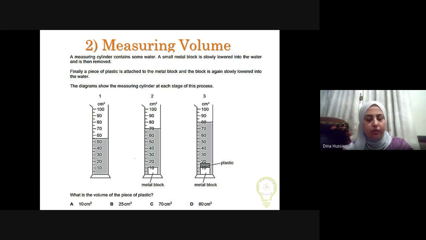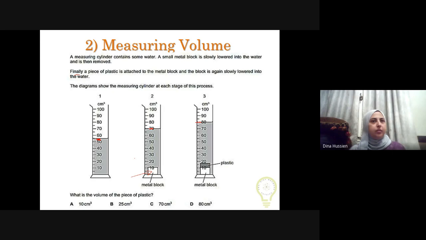Okay, so let's continue this together. What does it say now? Slowly immerse this metal block. And then finally a piece of plastic is attached to the metal. It first says remove, meaning we immersed it, then removed it, then attached a piece of plastic and immersed it again, also slowly. So the diagram shows the three stages of this process, asking about the volume of the piece of plastic. We have the initial reading, then the reading after the metal block, so I can get the volume of the metal block alone. And then this one is the total volume of the metal and plastic.